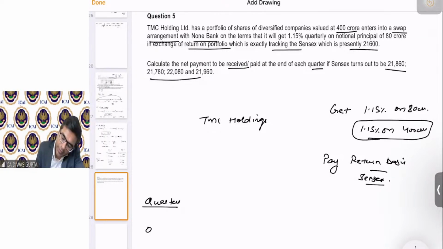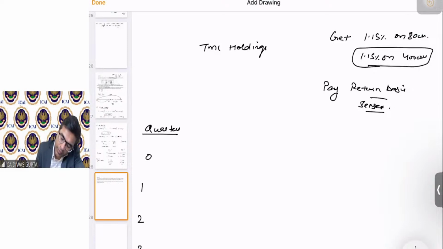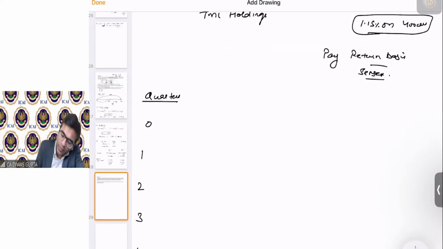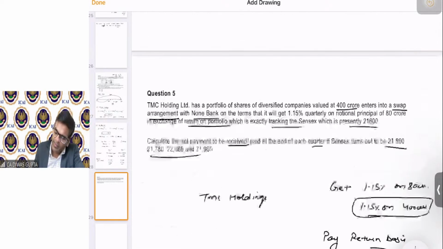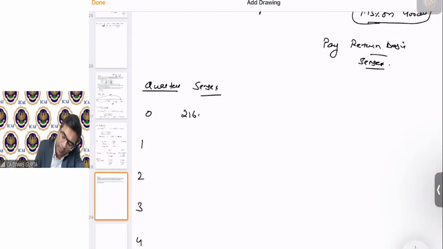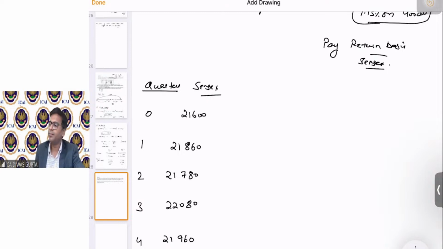So let's talk about quarters 0, 1, 2, 3, and 4. What is the Sensex value, students? Just focus here. 21,600 is the first value, students. Then the next value is 21,860. It has increased. Then 21,780. It has gone down. In the third quarter, it has 22,080. It has again moved up. And in the last quarter, it has again gone down.